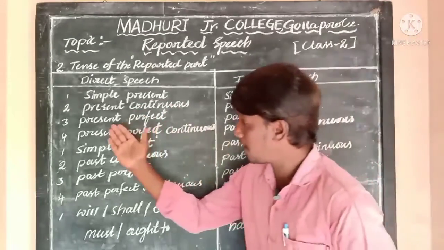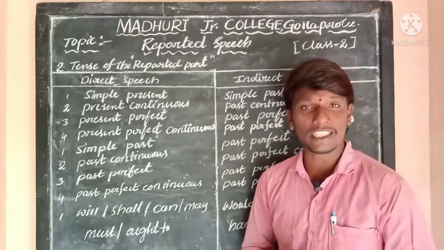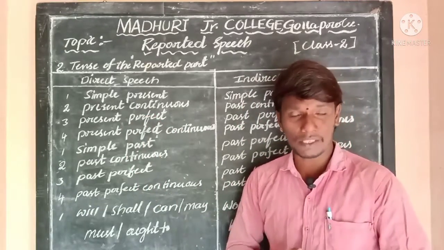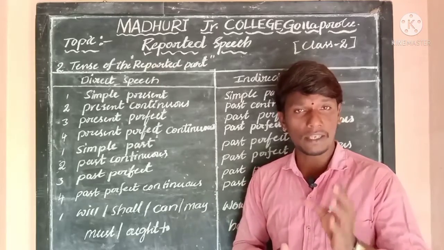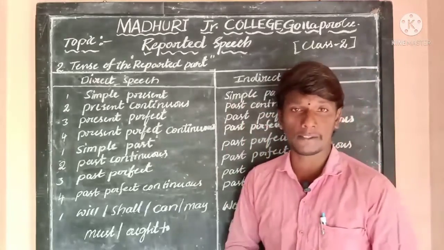Now coming to the other tense, when you find present perfect tense, it can be identified by have or has plus V3. When you identify subject plus have or has plus V3, there you should change it into the past perfect tense.